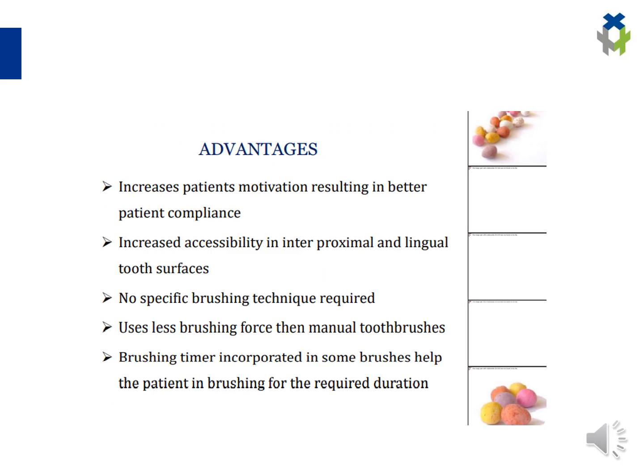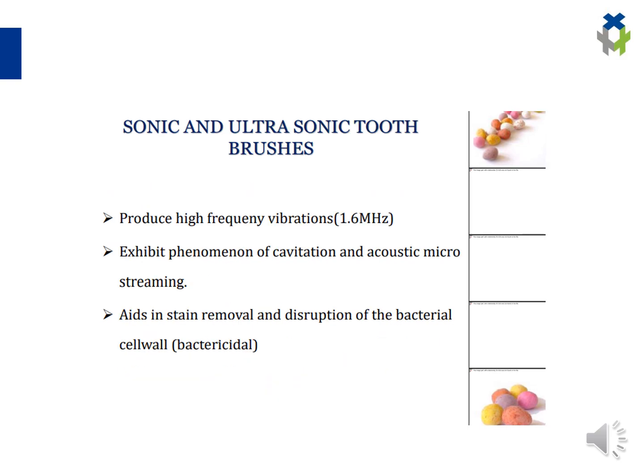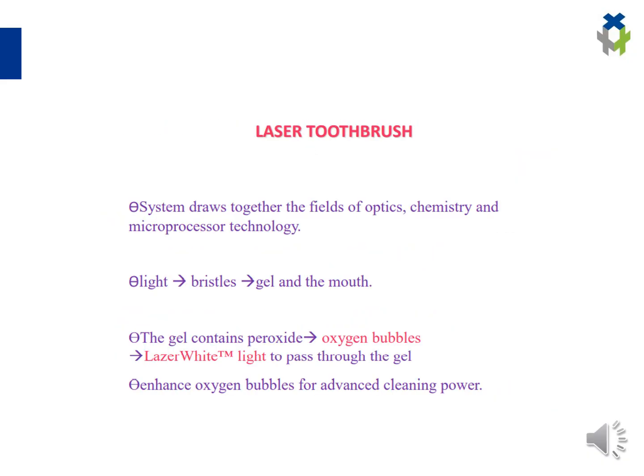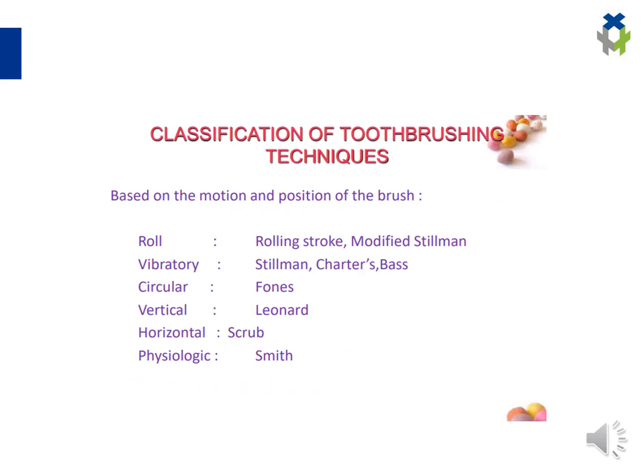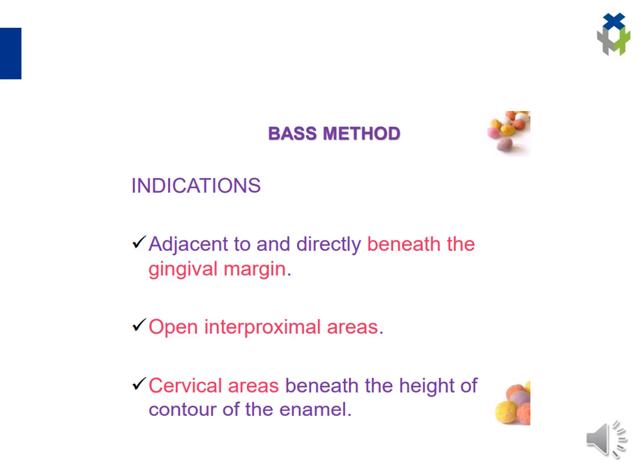The advantages are that it increases the patient's motivation, resulting in better patient compliance, and increased acceptability in interproximal and lingual tooth surfaces. The sonic and ultrasonic toothbrushes have high frequency vibrations of 1.6 MHz. Laser toothbrushes are available where the gel contains peroxide, and oxygen bubbles occur when the laser light is applied. These are the brushing techniques, which include the roll technique, vibratory technique, Fones technique, Leonard's technique, scrub and Smith's technique.